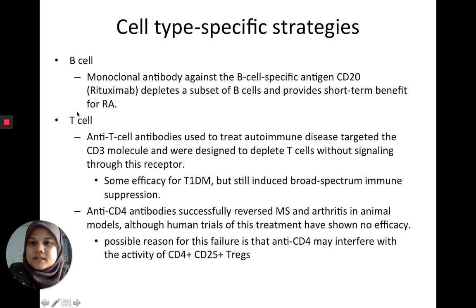And then T cell targets, which are usually antibodies that target the CD3 molecule, so that they deplete T cells. And that works with some efficacy for type 1 diabetes, but it still induces a more broad spectrum immunosuppression, which is not ideal. There are also anti-CD4 antibodies that have been shown to reverse multiple sclerosis and arthritis in animal models, but it doesn't seem to work as much in humans.